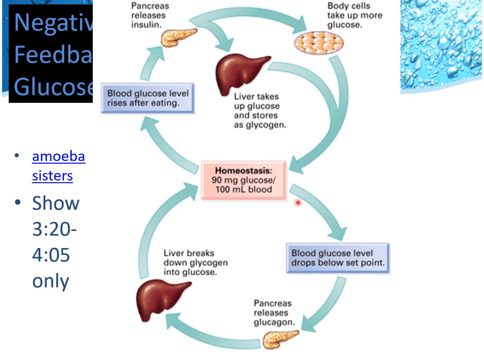The normal blood glucose level is going to be 90 to 100 milligrams per milliliter of blood. When the blood glucose level is rising, the pancreas is going to release insulin. This is going to connect with the liver, causing the glucose to be stored, and the body cells are going to take up more glucose.